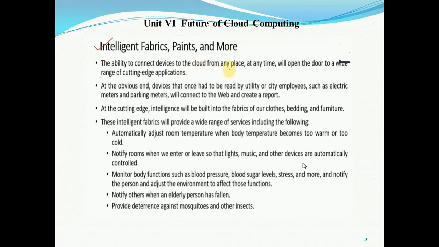These intelligent fabrics will provide a wide range of services, including the following: automatically adjust room temperature when body temperature becomes too warm or too cold; notify rooms when we enter or leave so that lights, music, and other devices are automatically controlled; monitor body functions such as blood pressure, blood sugar level, stress, and more, and notify the person and adjust the environment to affect those functions; notify others when an elderly person has fallen; provide deterrence against mosquitoes and other insects. So these are the applications of intelligent fabrics, paints, and more.